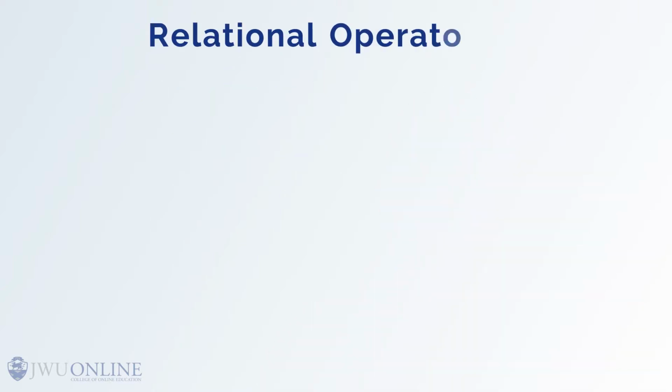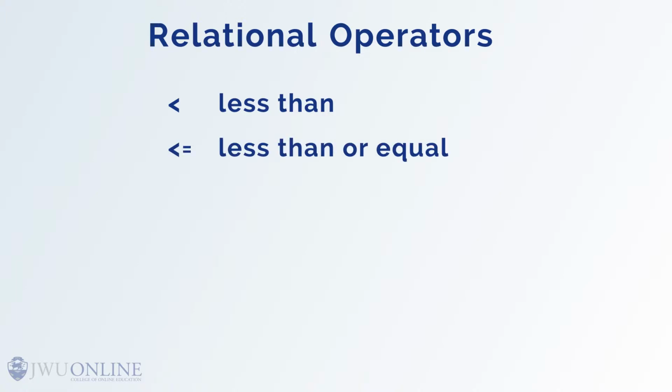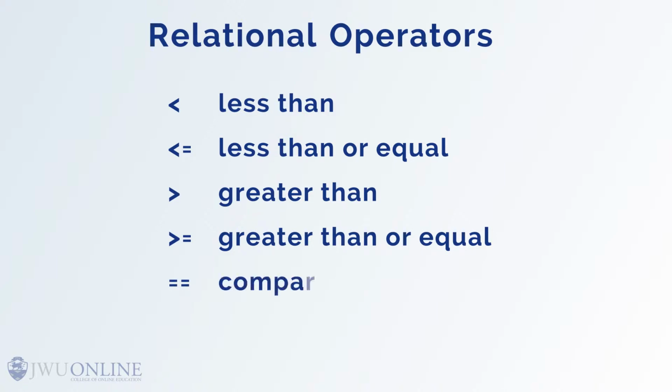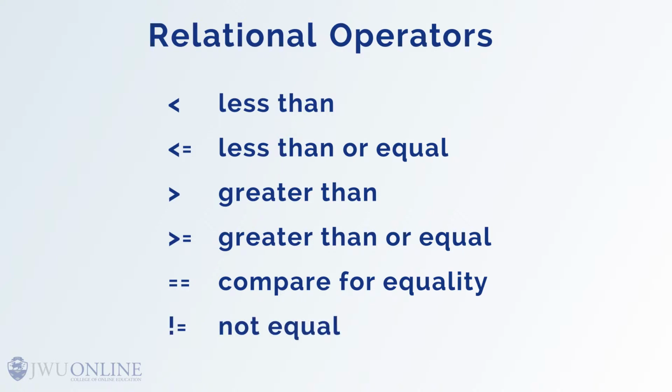The relational operators in the Python programming language, for example, are the less than sign, the less than or equal to sign, the greater than sign, the greater than or equal to sign, the double equal sign, meaning compare for equality, and the exclamation point equal, which means not equal. If we use these relational operators, we cause the computer to generate a true or a false outcome.